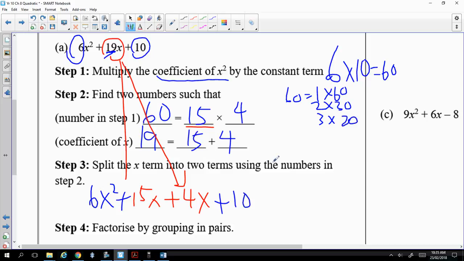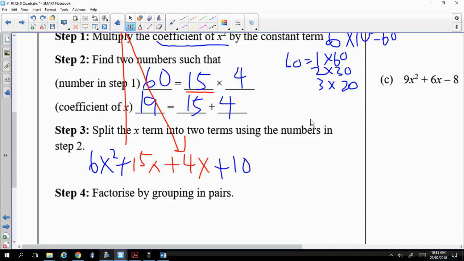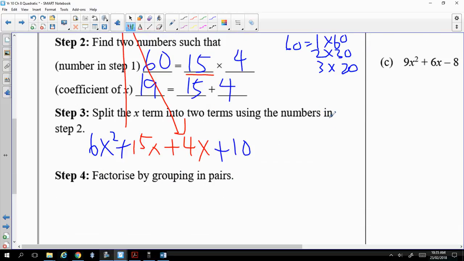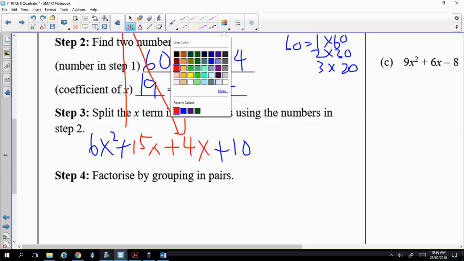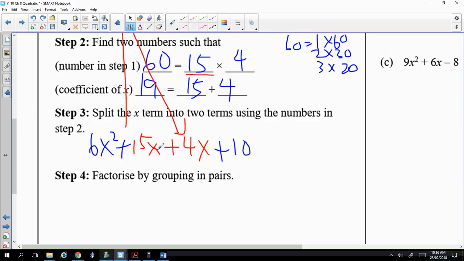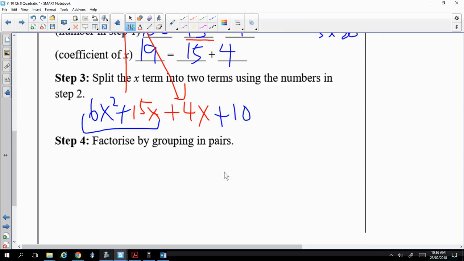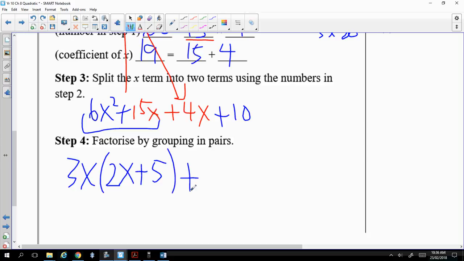Okay, so you split the middle term into 2 parts. And then you factorize by grouping in pairs. So what you're going to do is to factorize in pairs. So this one you take out common factor. So the common factor is 3x, 2x plus 5, like that. And then take out common factor in the second pair, which is 2, 2x plus 5.